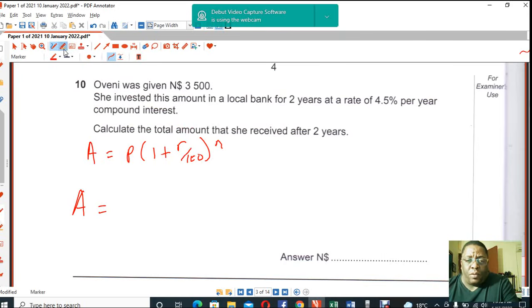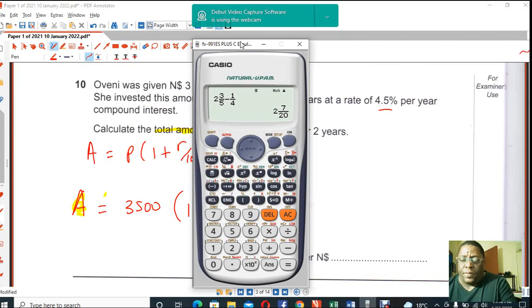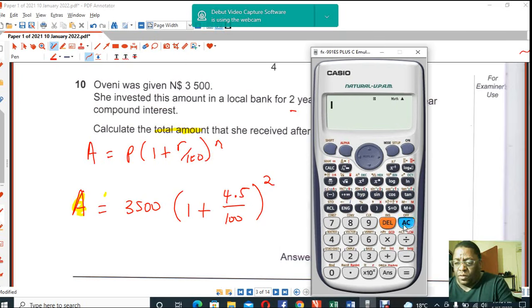And it's very important that you pick on that now. So it asks you what is the total amount. So which means when you use this formula for compound interest, it takes us directly to total amount. So it's 3,500. Then you have 1, and the rate is 4.5%. So 4.5 upon 100. And it is for 2 years. All right. Just as it's there, grab your calculator, and then you punch that stuff right into your calculator.